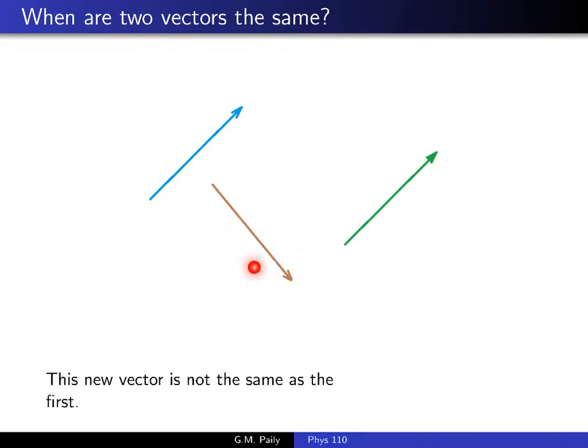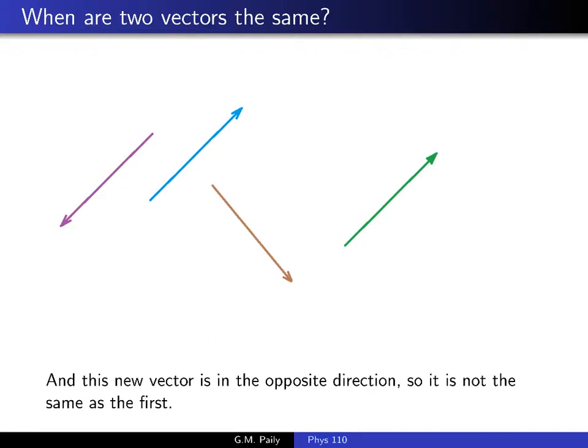This new vector is not the same. If we compare this new vector with the first one, we notice that they both point to the right, but the original one pointed right and up, whereas the new one points right and down. So it is clearly not pointing in the same direction. It has the same magnitude, it has the same length, but it is not the same vector.